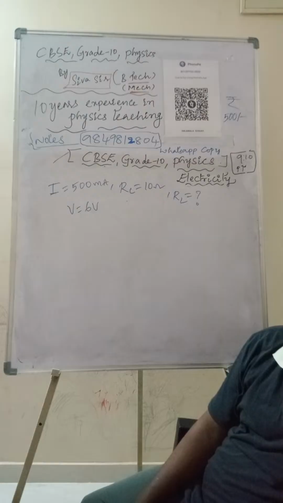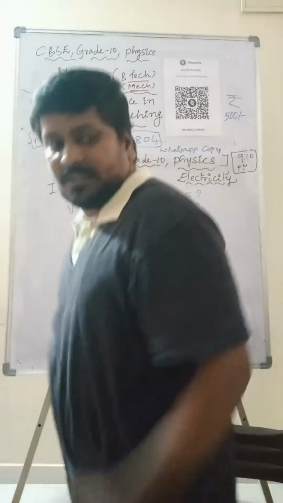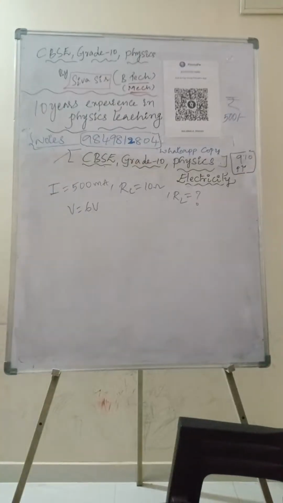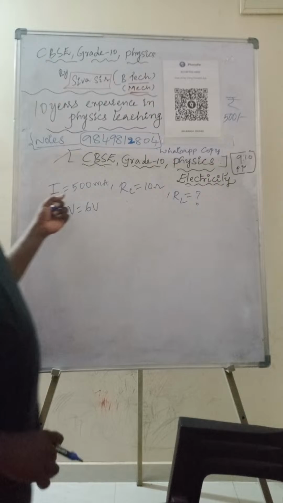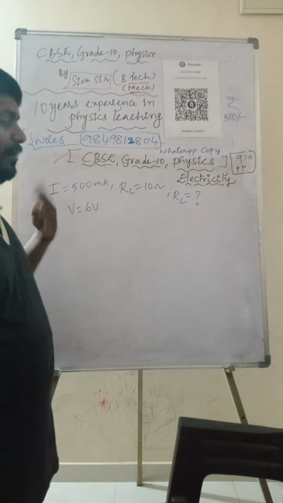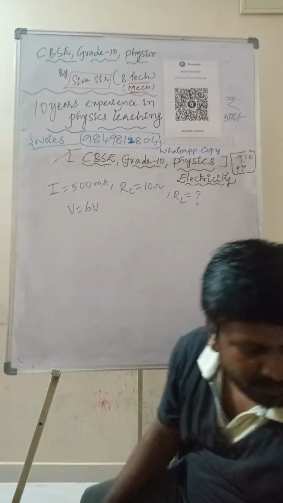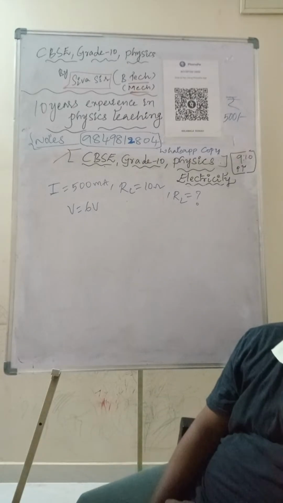Very important question. This type of question may come in the exam, so try to solve it. You can observe that the current is given, the resistance of the conductor is given, the potential difference is given, and the resistance of the lamp you have to find out. If you have any doubts, you can ask, and we'll work it out.